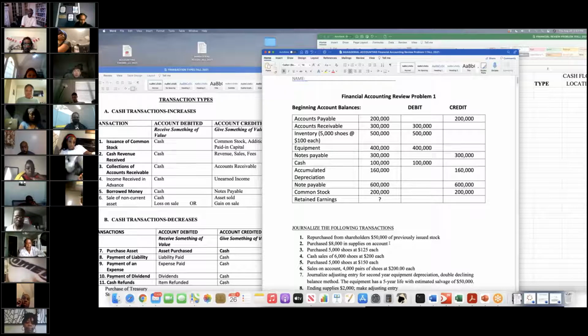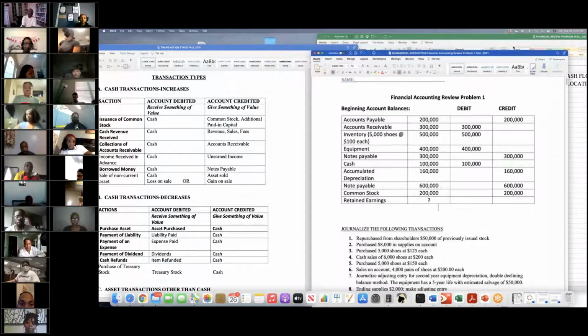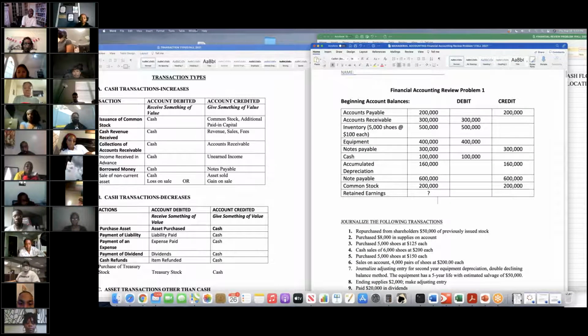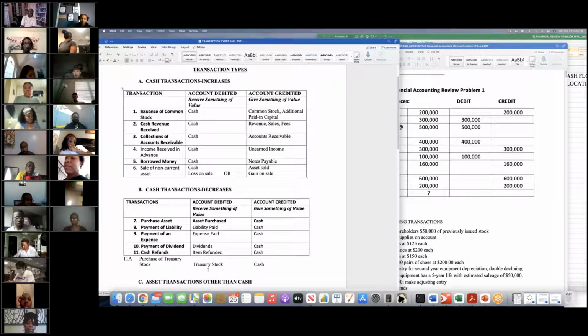We repurchased from shareholders $50,000 of previously issued stock. Did cash come in? No, cash went out. So it cannot be 1 through 6; it has to be 7 through 11. This is what's called an 11A, where you purchase back some of the stock you issued. It tells us that for an 11A, we debit treasury stock and credit cash. That's how we use this chart. We determine what type it is, then these next 2 columns tell us what account to debit and what account to credit.